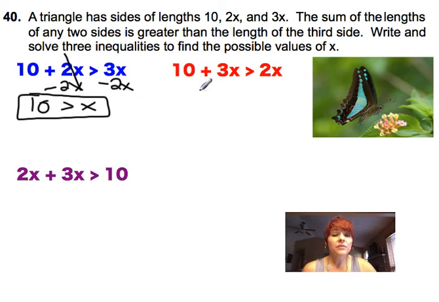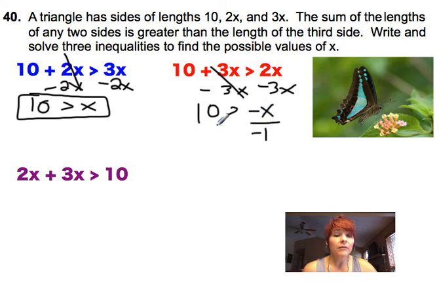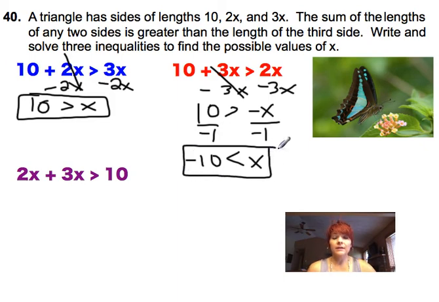Then I would take the next one, again, get the x's on one side. So I'd end up with 10, these are gone, is greater than negative x. This time I'm going to have to divide by -1 to get rid of that negative in front of the x. So I end up with -10. We divided by negative, so I have to flip the symbol. So -10 is less than x, or x is greater than -10.